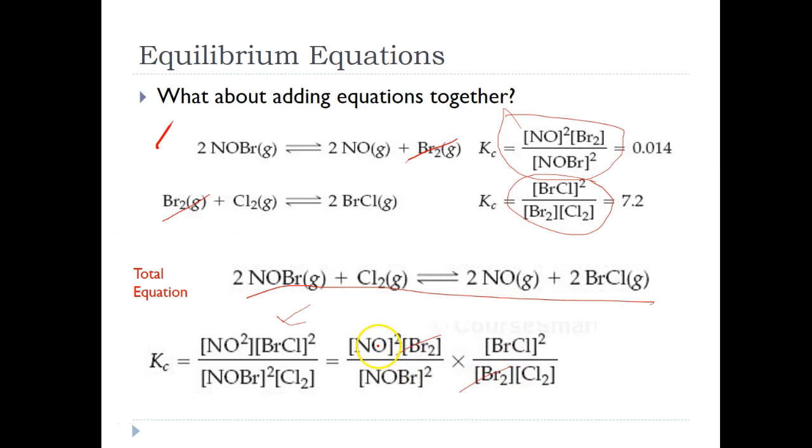Won't I have NO squared, BrCl squared, NOBr squared, and then Cl2? And that's what I have left. So in order to solve for this numerically, I just need to take the two values and multiply them together. So 0.014 times 7.2, which is where the 0.10 came from.